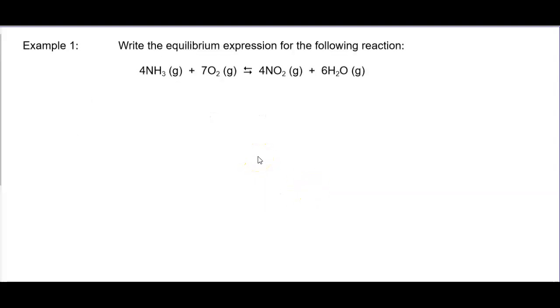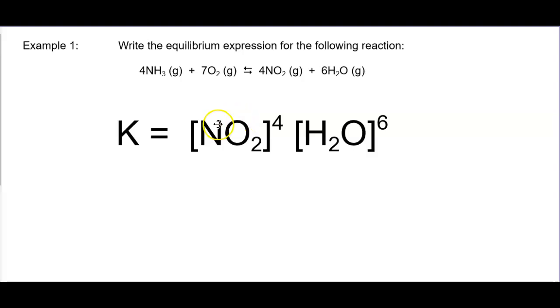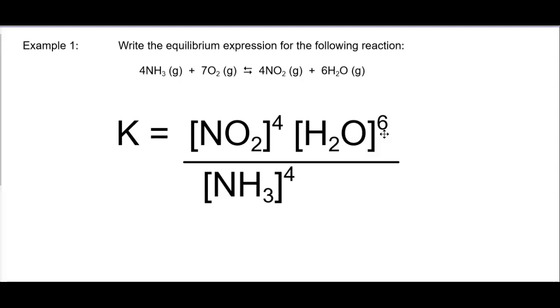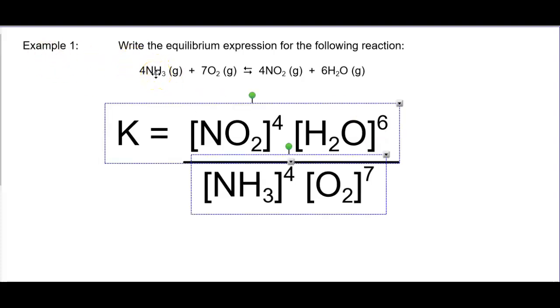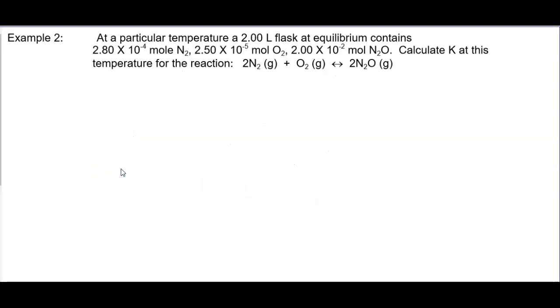So for example one, we're just going to practice writing an expression. Remember, we're going to put products on top, reactants on the bottom. So there we go, K equals. I took the concentration of NO2 to the fourth, because it's 4 moles, and the concentration of H2O to the sixth, over the reactants, so NH3 to the fourth power and O2 to the seventh power. So that's how you write an expression.